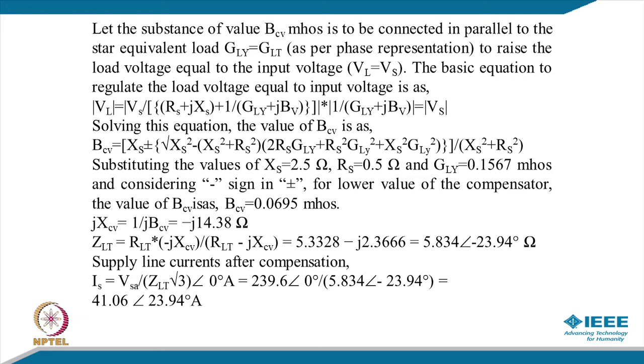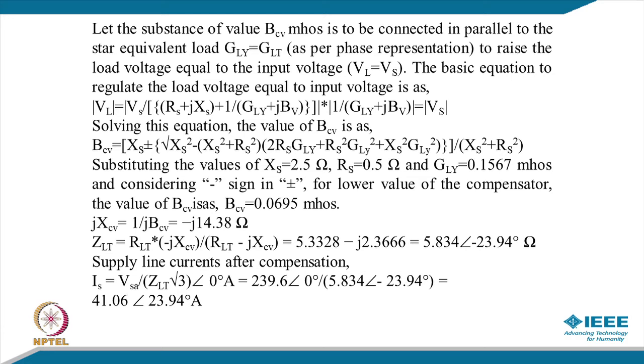Substituting Xs equal to 2.5, Rs equal to 0.5 and GLY equal to 0.1567, and considering the minus sign in plus minus for the lower value of compensator, the value of BCV is 0.0695 mho. That will be jXCV equal to 1 upon jBCV, which comes to minus j 14.38 ohm. ZLT along with RLT comes around 5.3328 ohm minus j 2.3666 ohm, which is 5.834 ohm at an angle of minus 23.935 degrees. The supply line current after compensation will be IS equal to VSA upon ZLT, because now the load voltage is the same as the source voltage. It comes to 41.06 at the angle of 23.935 after putting in the values of both elements.